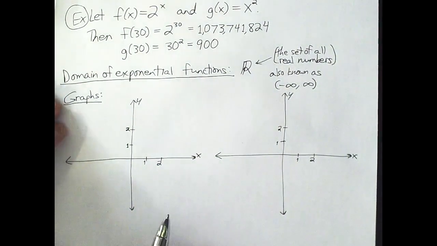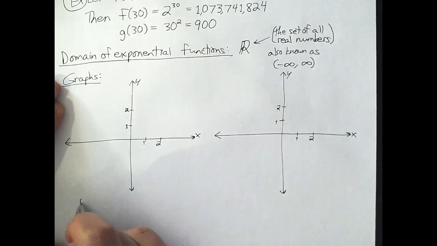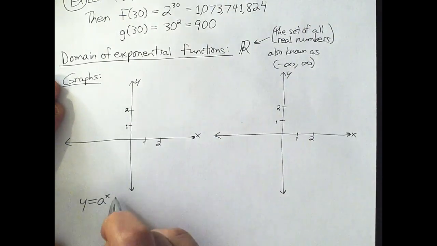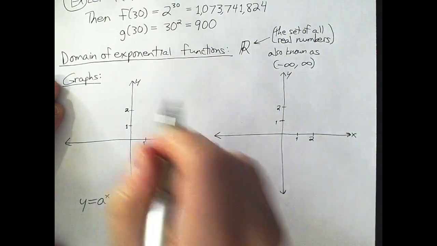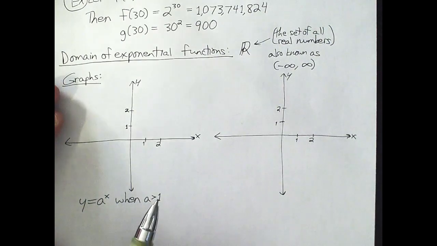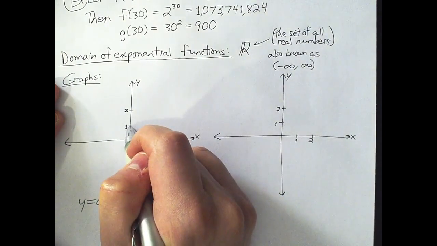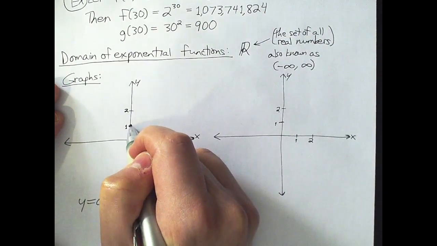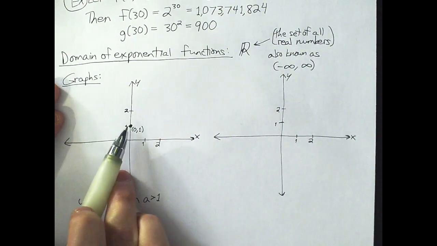All right, so the first graph I'm going to show you is, in general, the graph of y equals a to the x when a is greater than 1. First of all, I know that a to the 0 is 1. Okay, that was one of those properties of exponents. A to the 0 is 1. That means that this graph must pass through the point 0, 1. So that's at least 1 point on the graph.